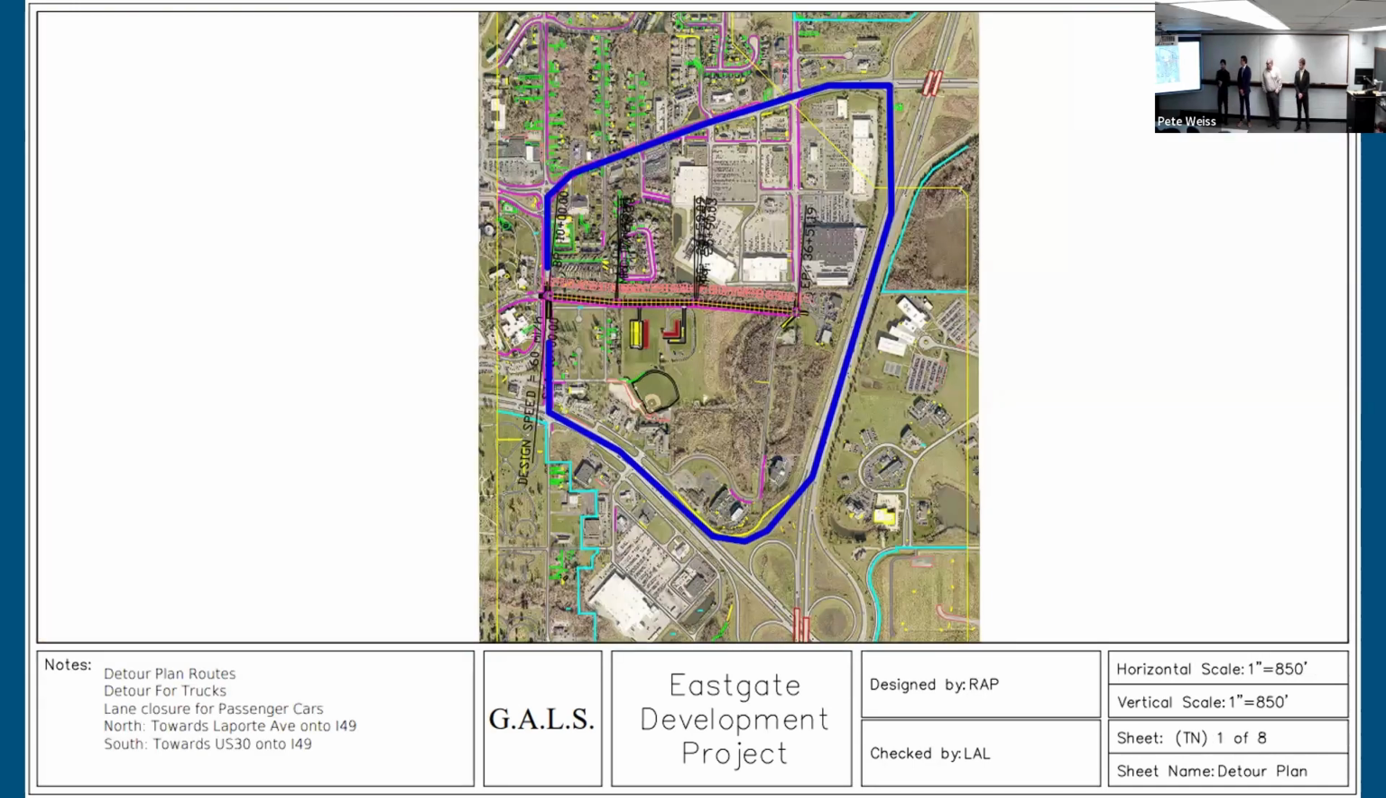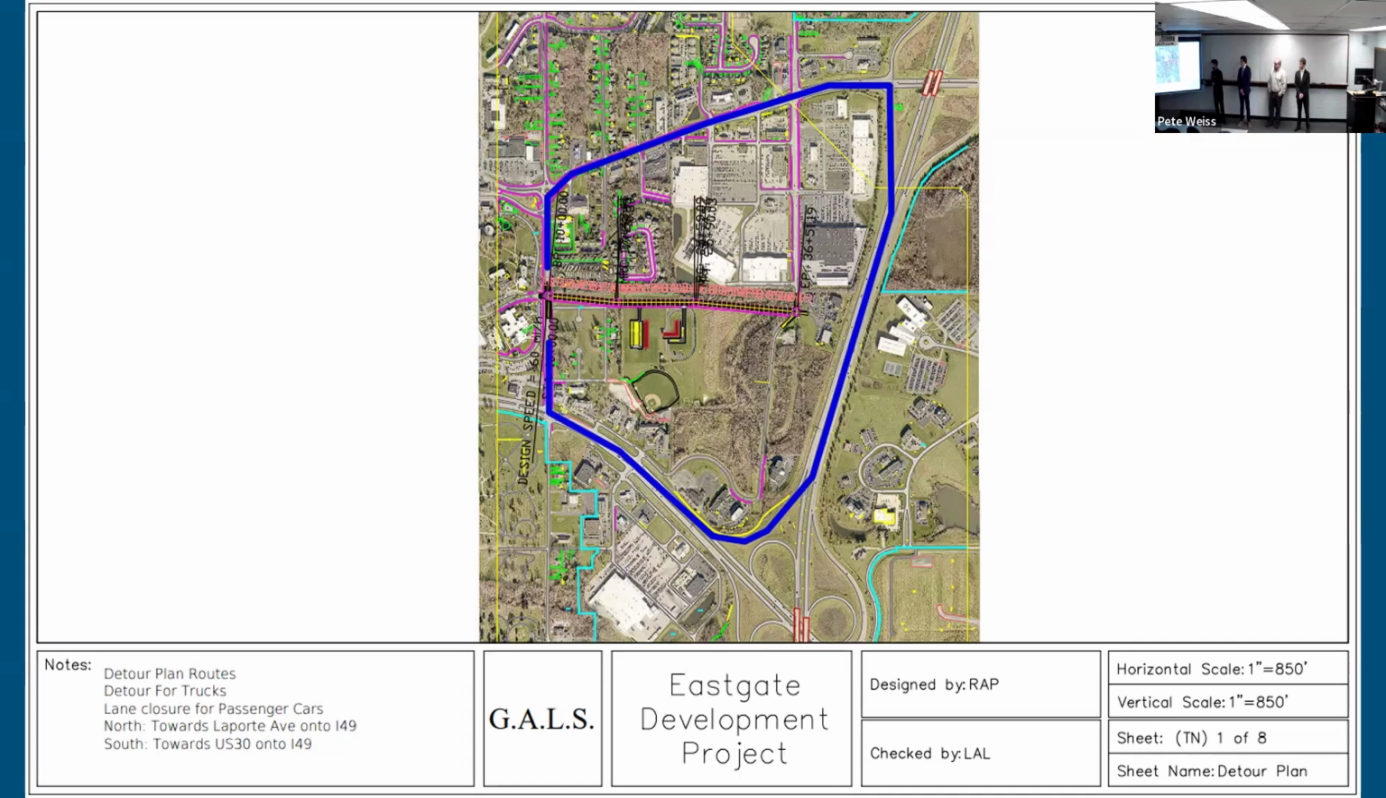This is the detour plan for trucks. With the development I have, there isn't really much purpose to close down an entire intersection. The plan is to shift over the lanes, allowing passenger cars to pass through these intersections safely and simply. Trucks, however, would not be able to fit through.